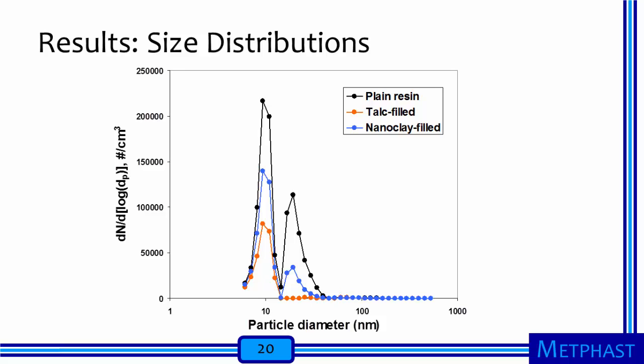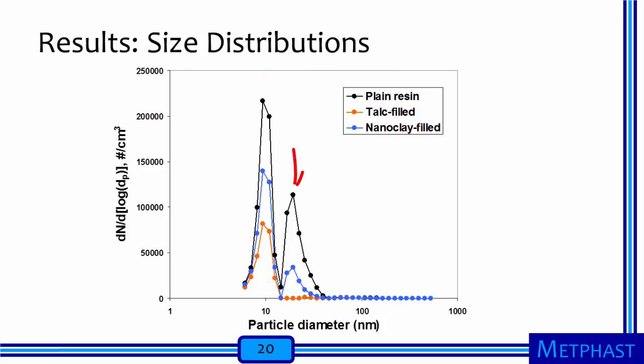This figure shows the frequency distribution measured by the fast mobility particle sizer for each of the test resins on the vertical axis as a function of particle diameter on the horizontal axis. As we saw in the concentration measurement results previously, the plain resin in black exhibited the highest frequency distribution, followed by the nanocomposite resin in blue, and then the talc-filled conventional resin in orange. In particular, the highest points in the distributions are for particles about 10 nanometers in diameter and smaller.